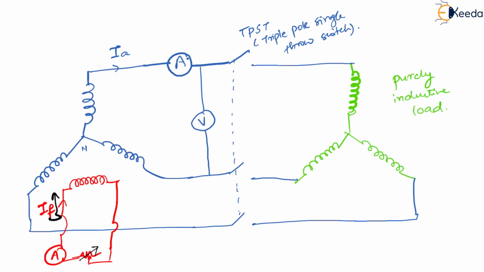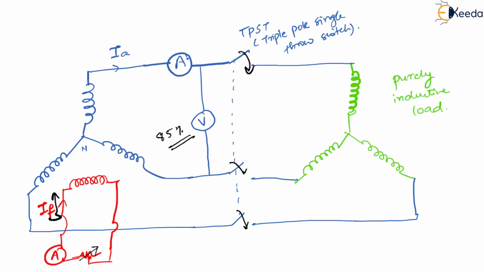The moment you start increasing the field current, what will happen? Your voltage will start increasing, the induced voltage will start increasing. When your voltage reaches 85% of the rated, you are going to close this switch. You are going to close this switch, correct?